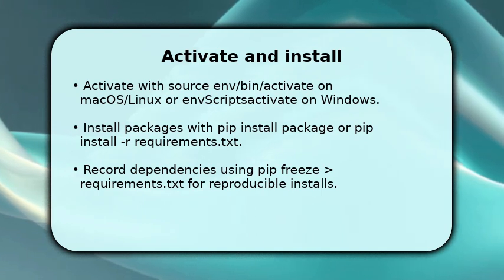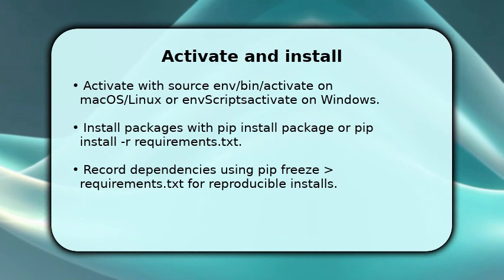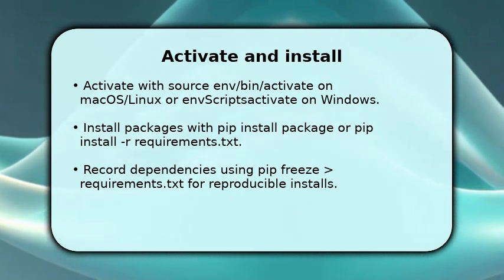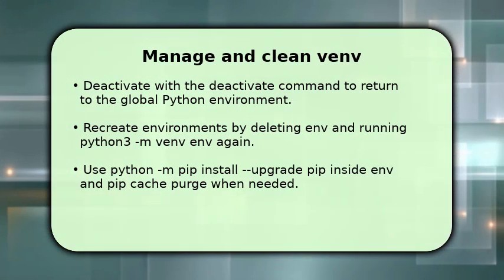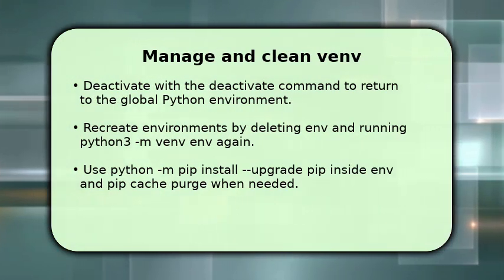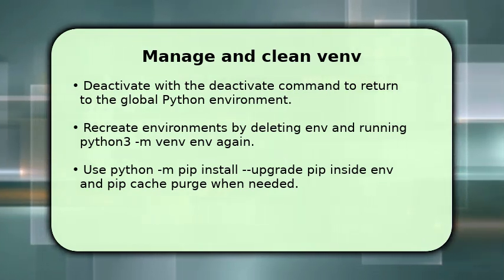Save reproducible dependencies with pip freeze > requirements.txt so others can install identical packages. To install from that file, run pip install -r requirements.txt. When you finish working, run deactivate to leave the virtual environment. You will return to the system Python prompt and path settings.